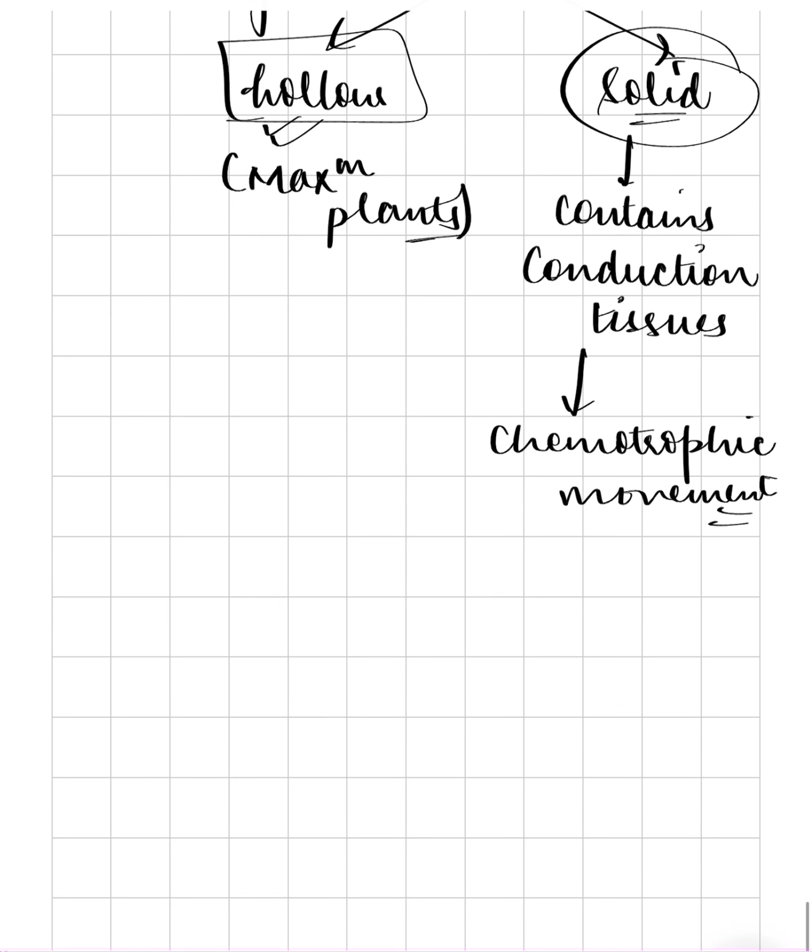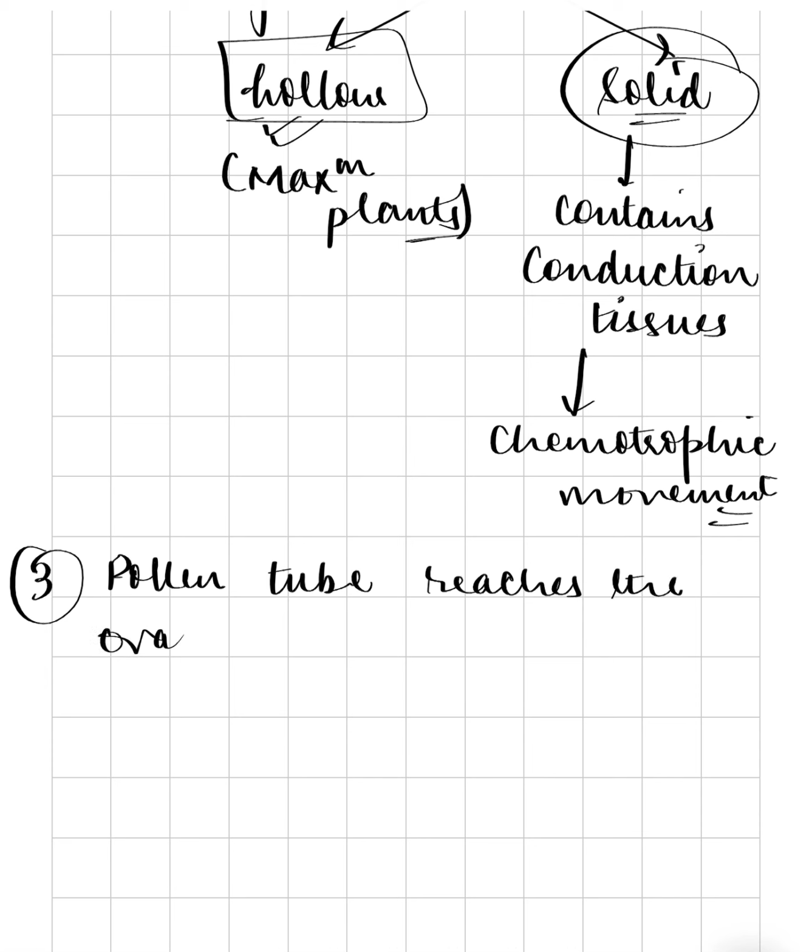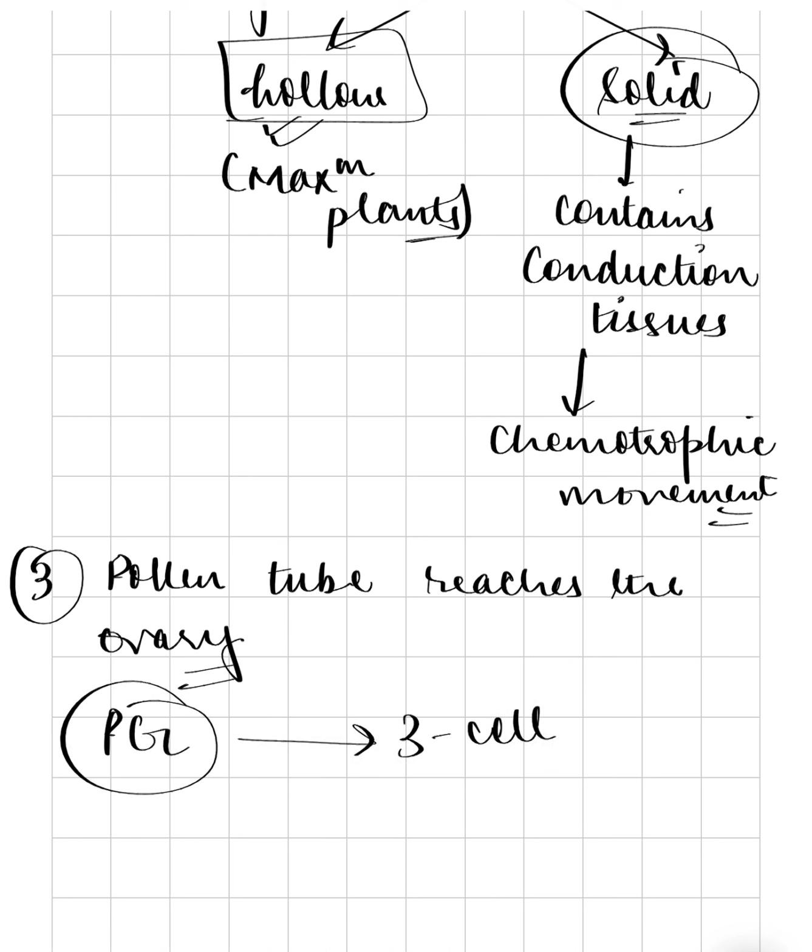After the pollen tube reaches the ovary, the pollen grains in the pollen tube contain a 3-celled stage. In this we have 2 generative cells and 1 vegetative cell.